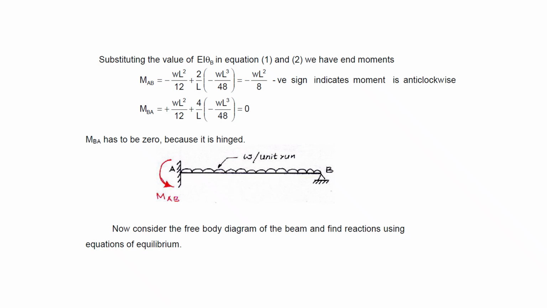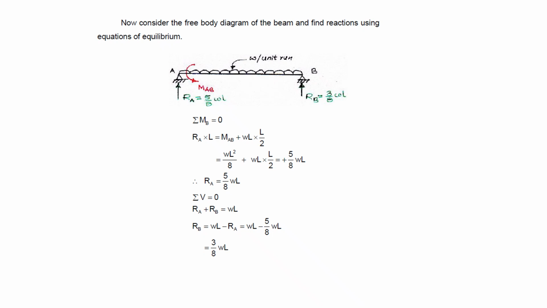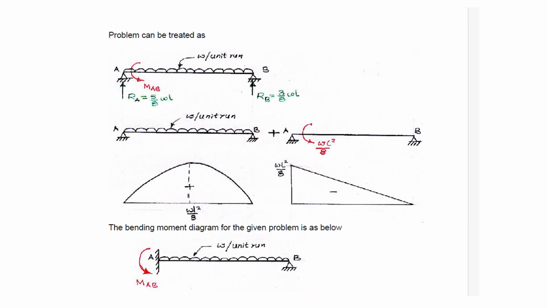So now we have to plot the free body diagram. From that you find the reaction and shear force based on the equations of equilibrium. So let us consider the free body diagram of this beam to find the reactions. We mention all the moments we obtained, and just by the equations of equilibrium we are getting RA as 5 by 8 WL and RB as 3 by 8 WL. Simply taking the summation of moments at B equal to 0, we are getting this.